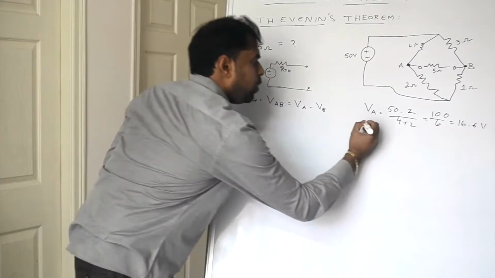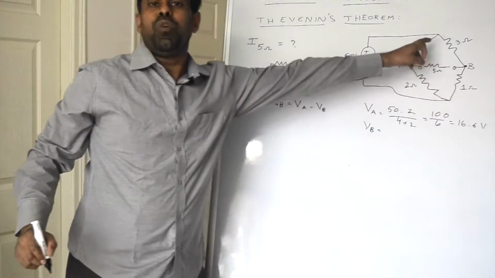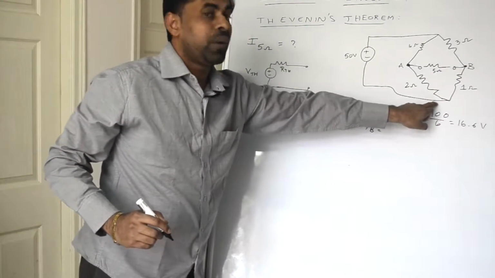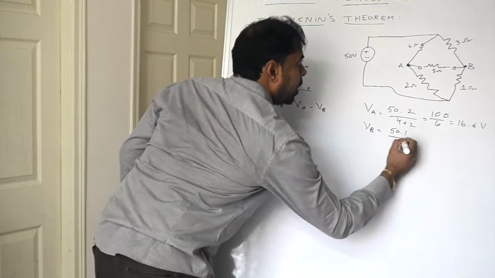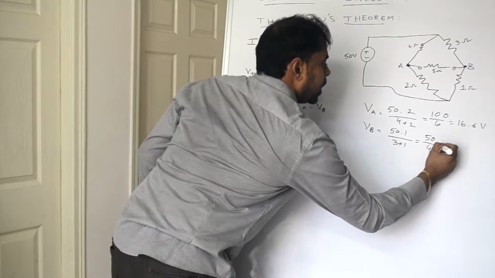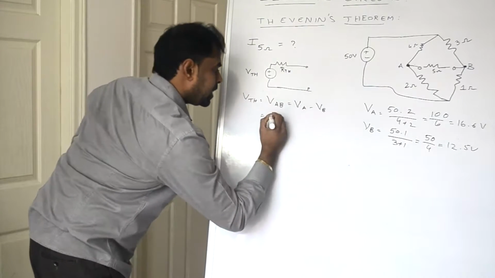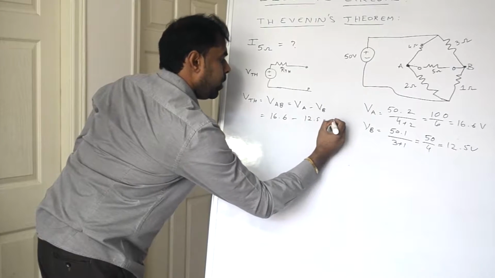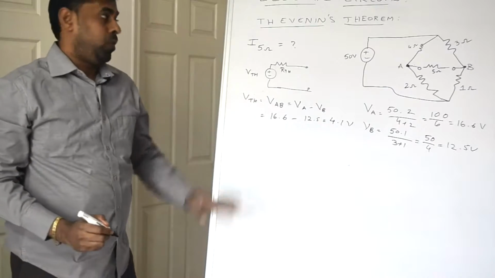Next, similarly, for the voltage at B, in this branch you have to apply voltage division. Voltage at B is nothing but, with respect to the negative reference, the voltage across 1 ohm. So it will be 50 into 1 by 3 plus 1, so it will be 50 by 4. It will be 12.5 volts. So VAB is 16.6 minus VB, 12.5, so it will be 4.1 volts. Our Thevenin voltage is 4.1 volts.